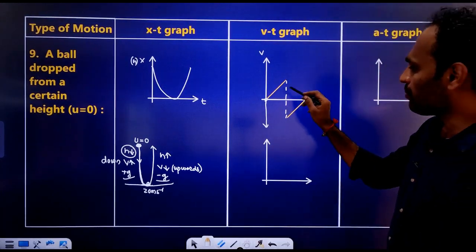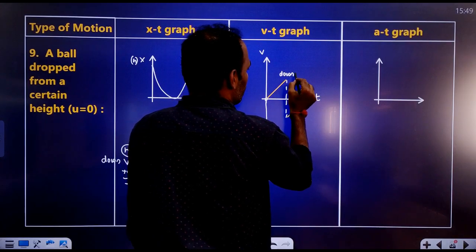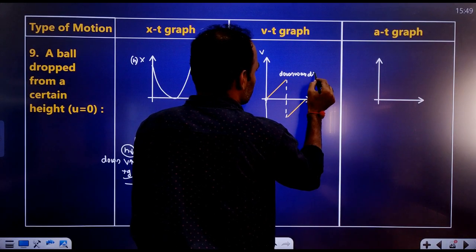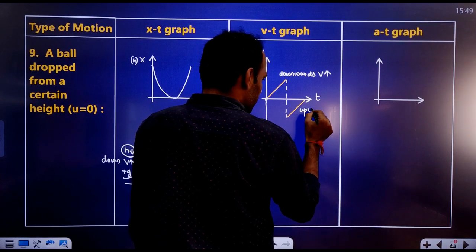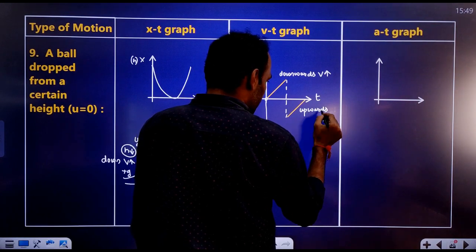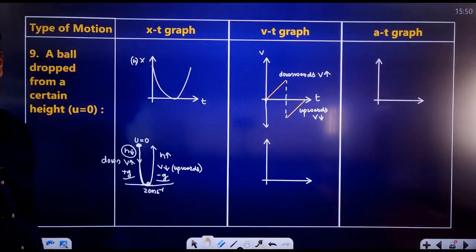So this is the downwards velocity which is increasing. This is the upwards velocity which is decreasing. This line indicates that. This is the vt graph.